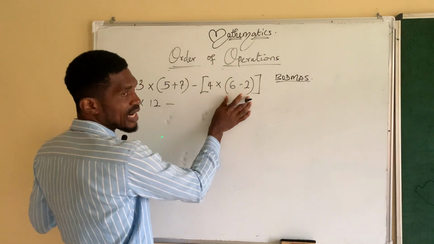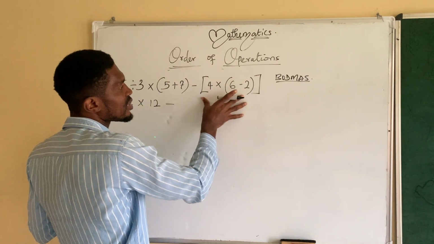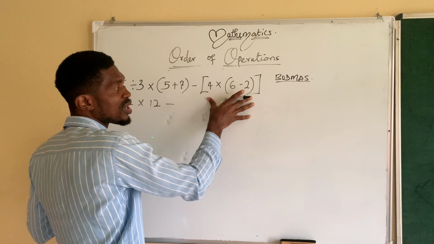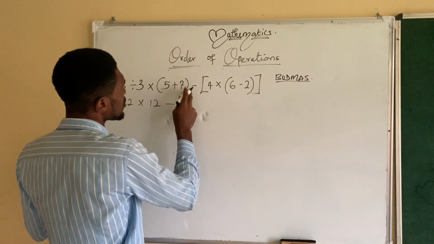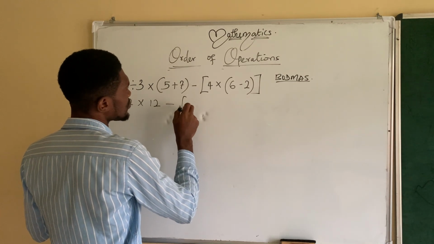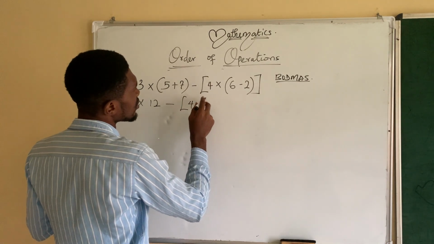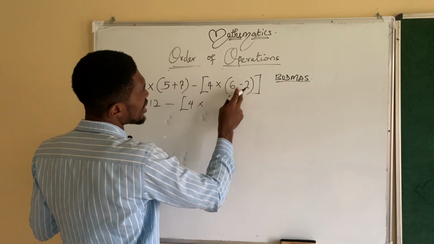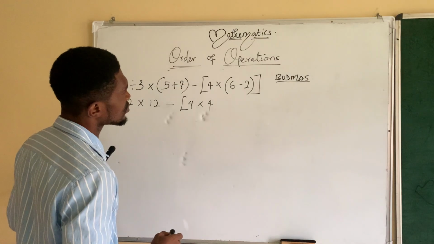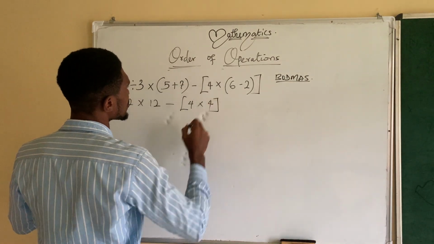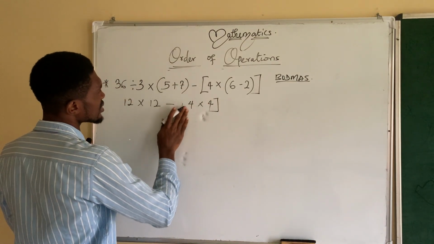Now, here we solve the inner bracket first before the square bracket. We solve the parentheses before the square bracket. So we say minus 4 times 6 minus 2 is 4. Right? So we're done with this. In fact, let's make it bracket.